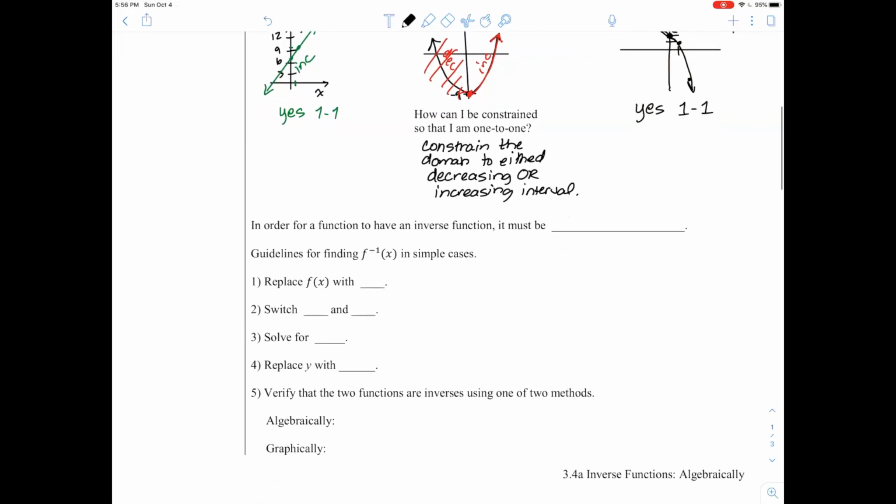Okay, so in order for a function to have an inverse function, it must be 1 to 1. It has to be a 1 to 1 function, 1 x for every y and 1 y for every x, and a couple little important things to remember. So important details.